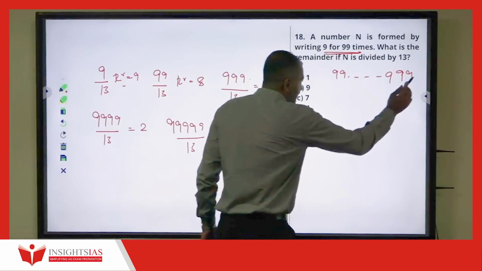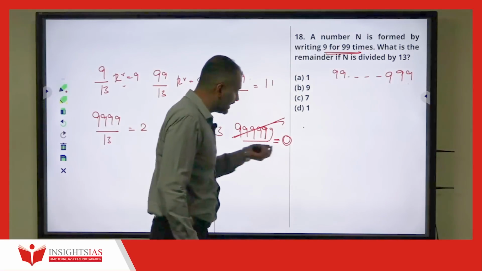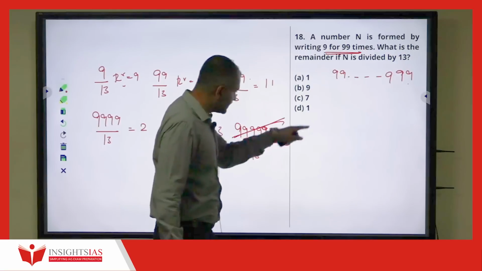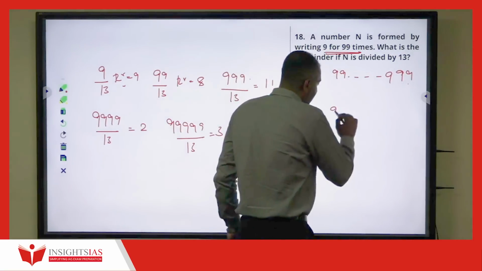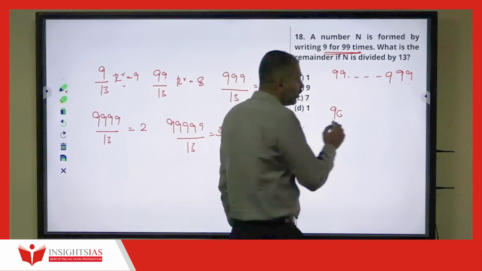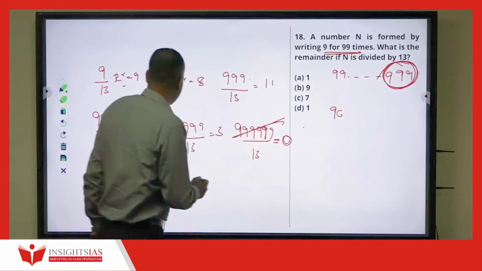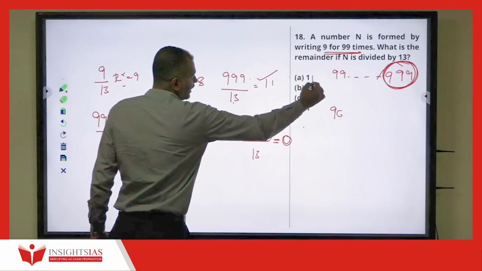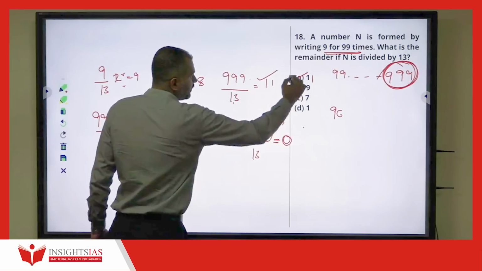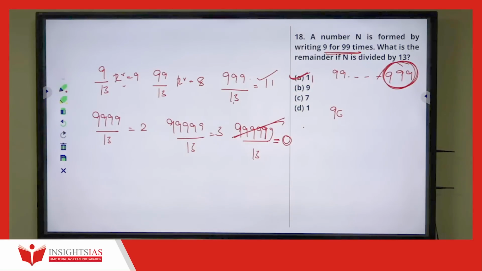When 99 nines are there, all the 6 nines I can cancel out like this, because the remainder is 0. 6 nines, 6 nines, 6 nines, if I cancel out, 96 nines will be cancelled out. Only the last 3 nines remain. When the last 3 nines is divided by 13, the remainder has to be 11. Cyclicity concept.